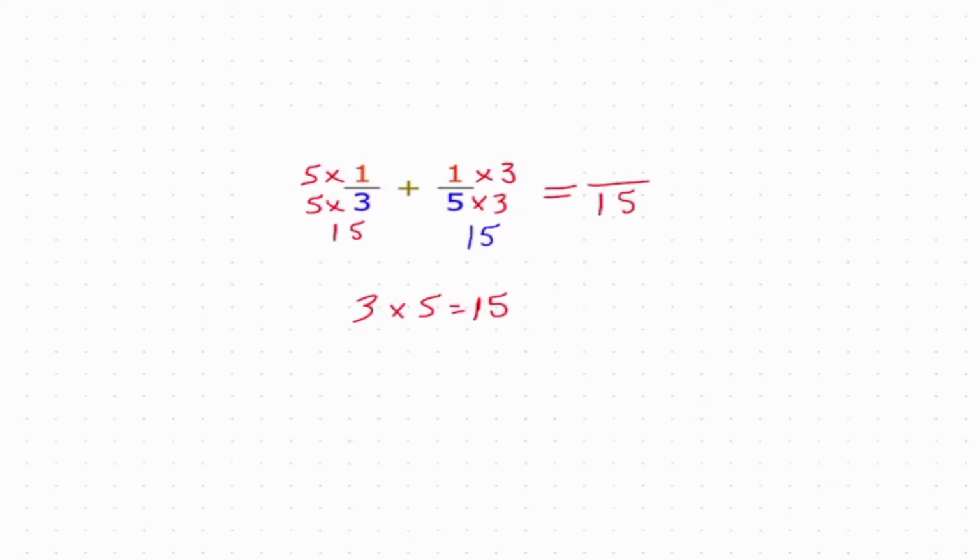Now let's go to those top numbers. So 5 times 1, that turns that into 5. 1 times 3, that turns that into 3. So now we add those two numbers together. 5 plus 3 is what? Okay, so it'd be 8. 8 over 15. Is that simplified? Is there any number we can divide into both 8 and 15? No, so that would be our simplified answer.